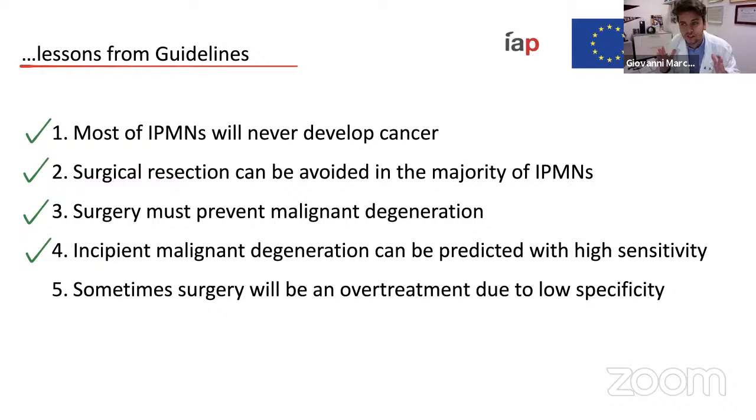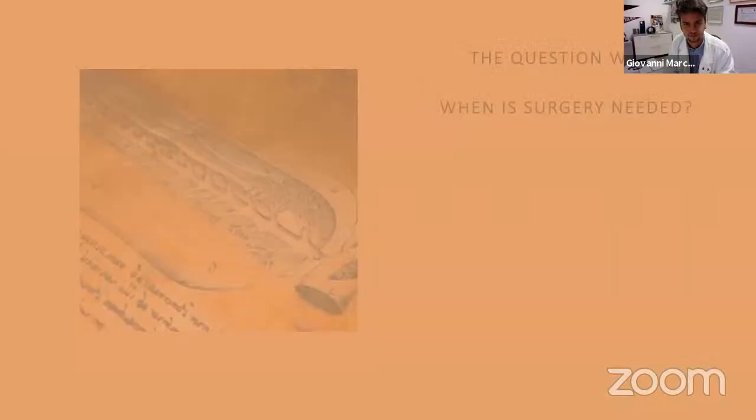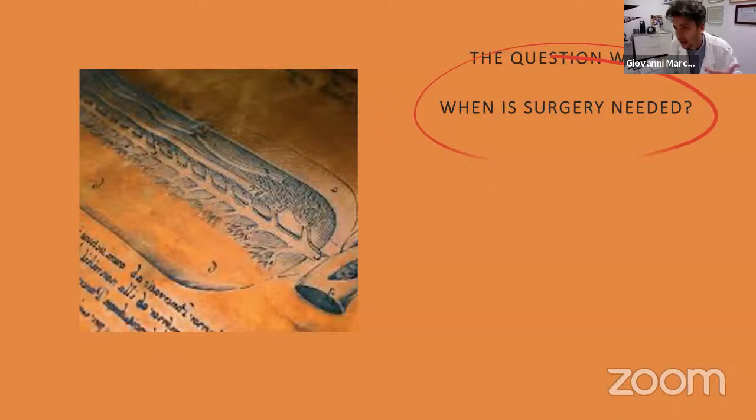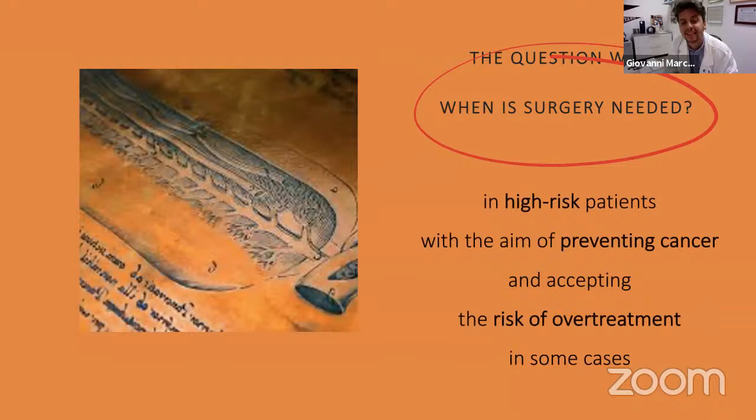So what happens most of the time is we go to surgery for an IPMN, a very bad looking IPMN, and then we find out that there is no cancer in there. We have to acknowledge that. So the question at the beginning was, when is surgery needed? And now we know that we have to go to surgery in high-risk patients, and that our aim is preventing the cancer, accepting that the risk of overtreatment in some cases is always present.